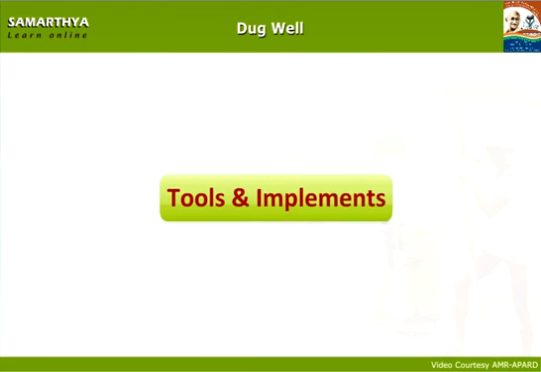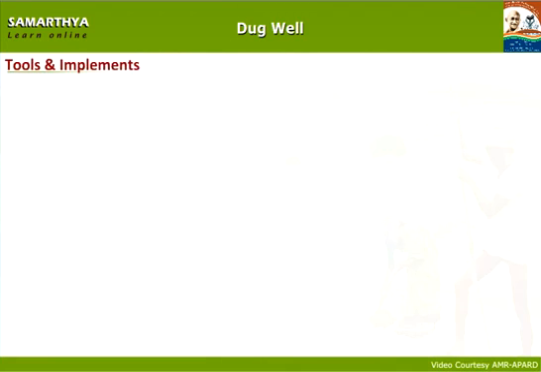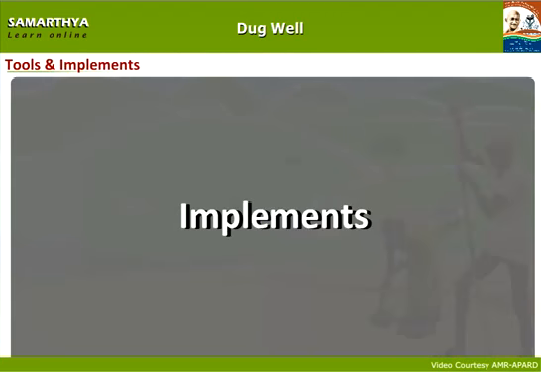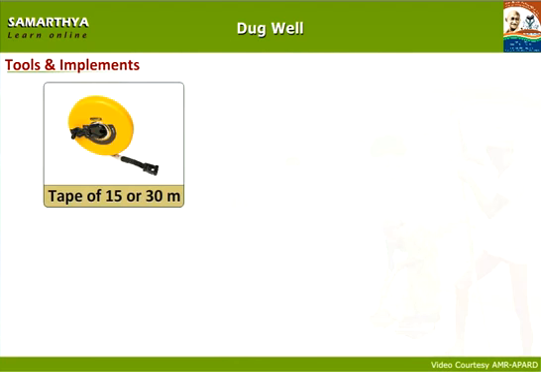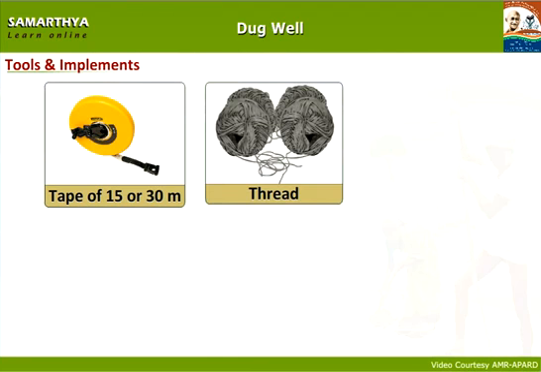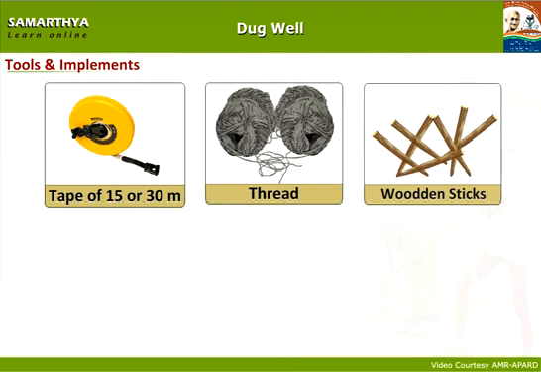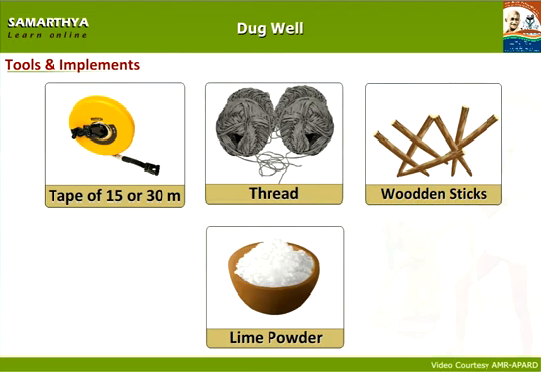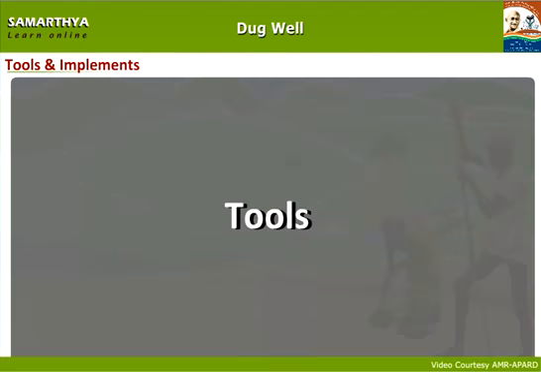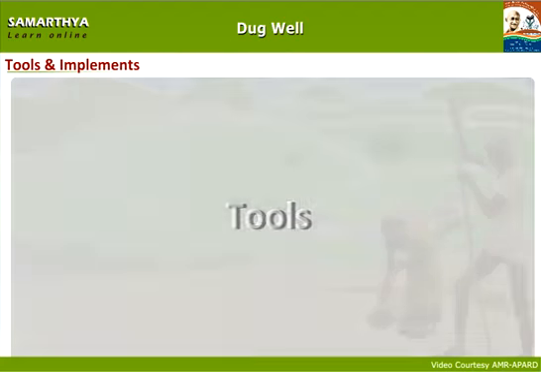Tools and implements required for constructing open wells. The following tools and implements are used for constructing open wells. Tape of 15 or 30 meters. Thread. Wooden sticks. Lime powder. The following tools are used for constructing open wells.